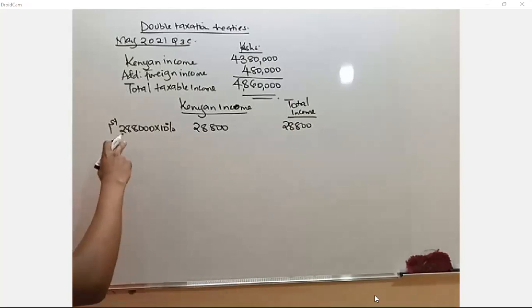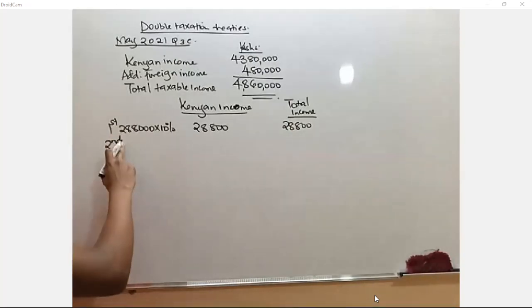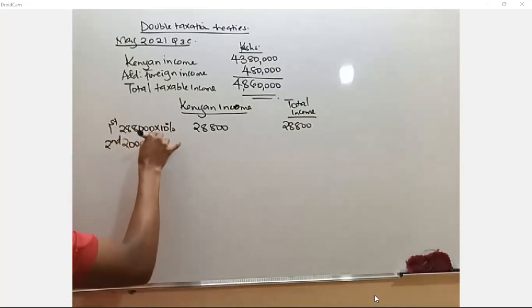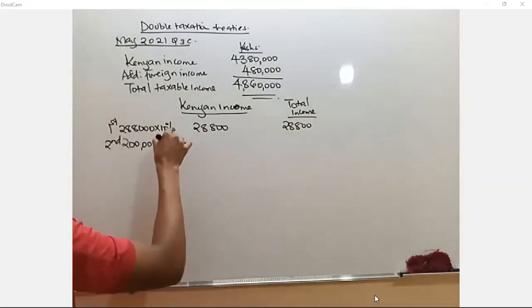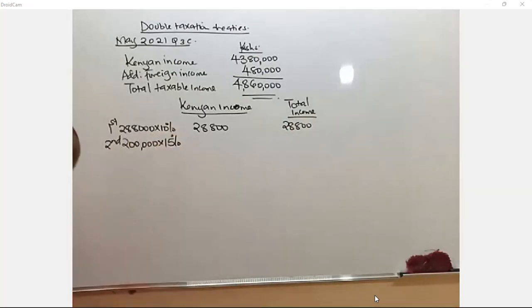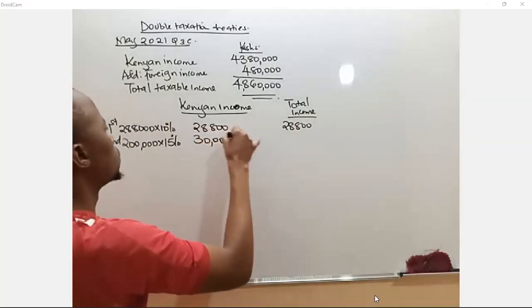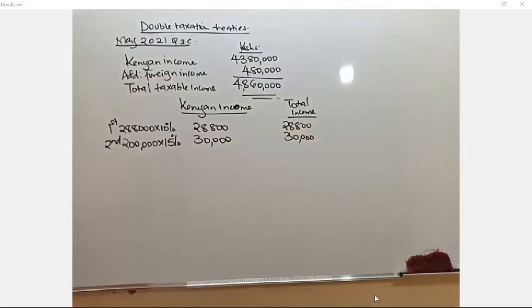So once you take 488,000 minus, because we are doing on the maximum point, 488,000 minus 288,000, you get 200,000. The rate provided in that case is 15%. So 15% of 200,000, we should be getting 30,000. You put there 30,000 together with that side of the total income.